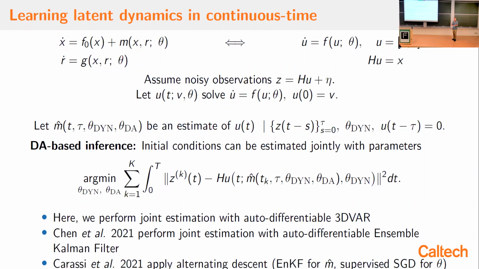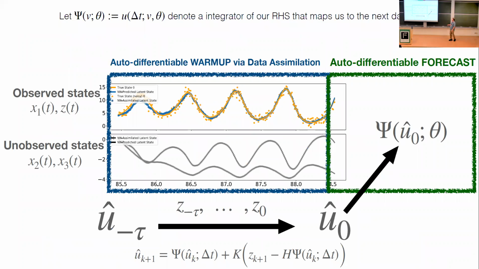But here we tried to break that, because I'm afraid of alternating descent. I don't know how well that's going to work. So I said, okay, how can we make this a joint estimation? And this exact idea of having auto-differentiable data assimilation shortcuts us through that, or it prevents us from doing this EM and instead makes things joint. Yeah, Cheyenne, thank you.